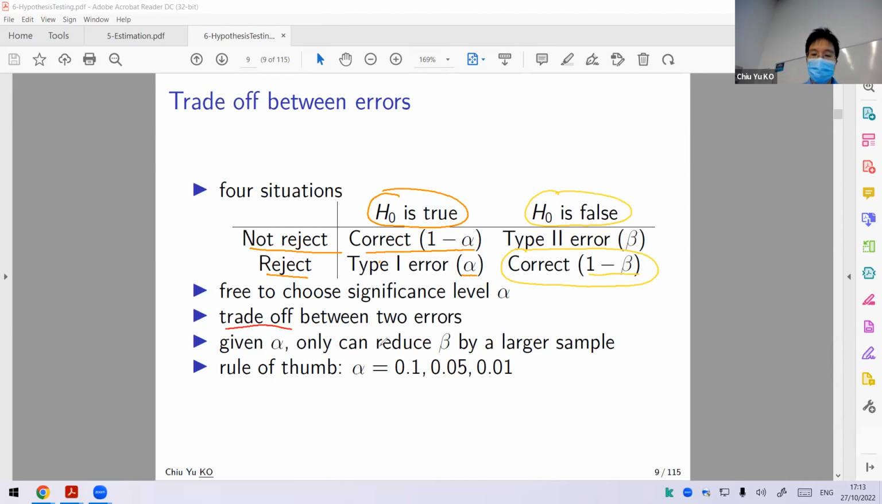If you are given an alpha, you can lower beta. The rule of thumb for alpha is usually 10%, 5%, or 1%. If you increase n, you can reduce both errors. That's why the larger the sample, everything gets better. That is not surprising at all.